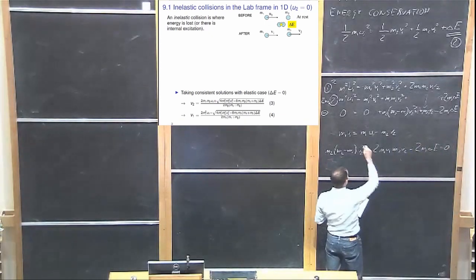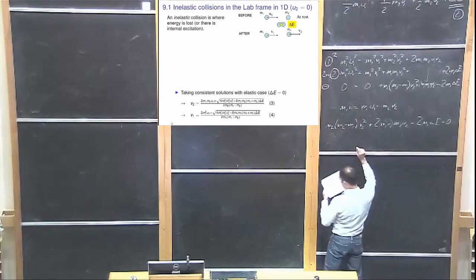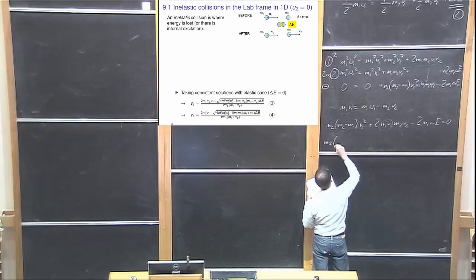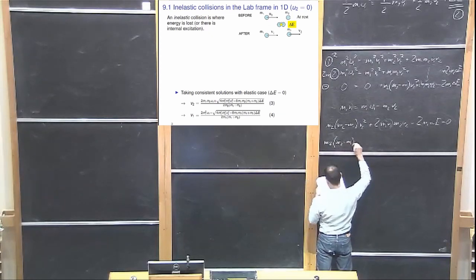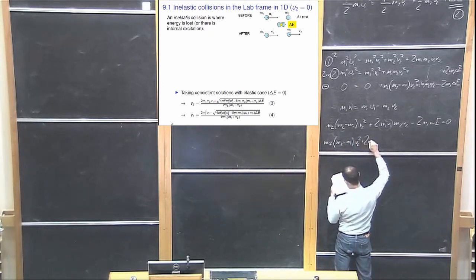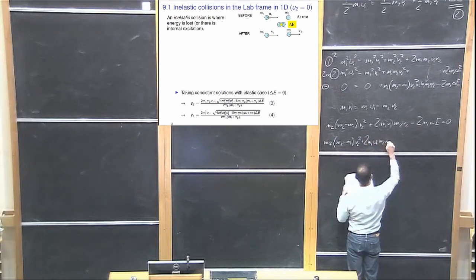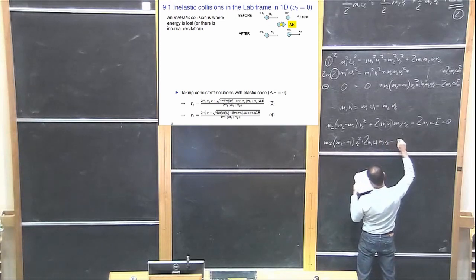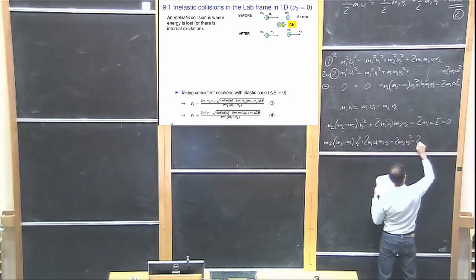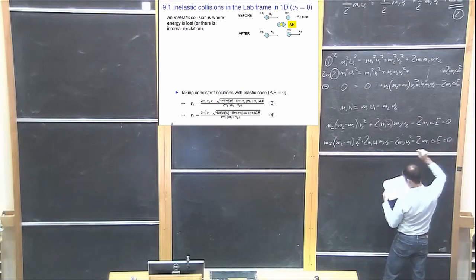I'm going to put this in here, and I'll end up with m2 minus m1 v2 squared plus 2 m1 u1 m2 v2 minus 2 m2 v2 squared minus 2 m1 delta E equals naught.